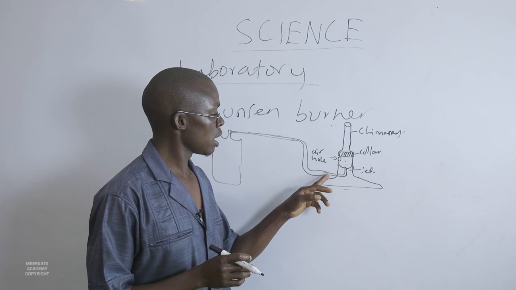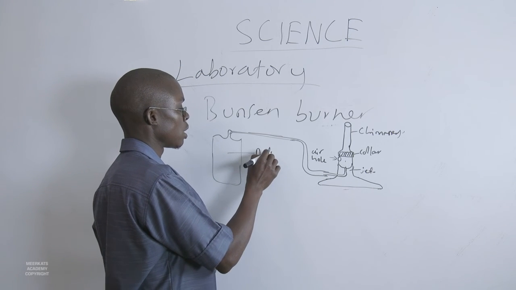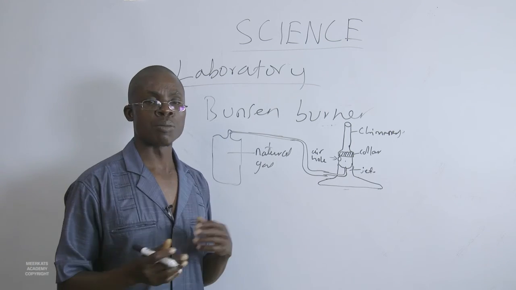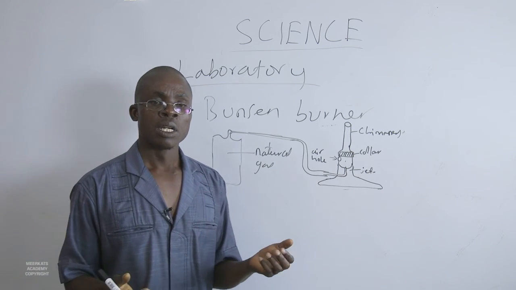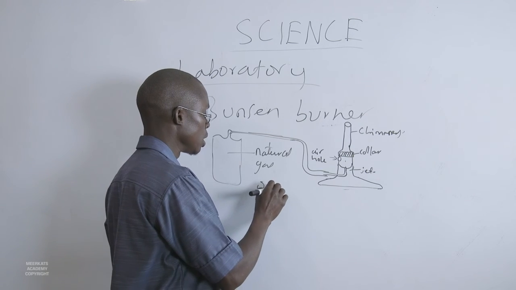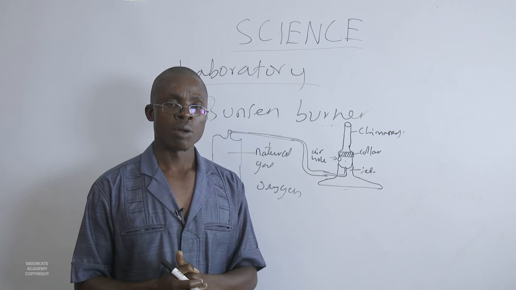What is entering here is not oxygen. This is just natural gas, lab gas, methane. So for us to burn this natural gas, we require oxygen. Where do we get the oxygen? It enters through the air hole.